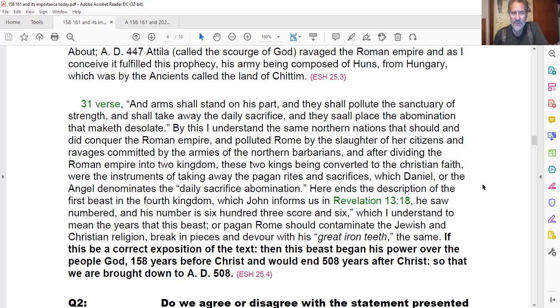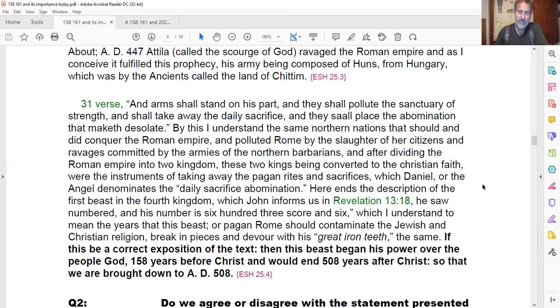Here ends the description of the first beast in the fourth kingdom, which John informs us in Revelation 13:18, he saw numbered, and that his number is 666, which I understand to mean the years that this beast or pagan Rome should contaminate the Jewish and Christian religion, break in pieces and devour with his great iron teeth the same. If this is a correct exposition of the text, then this beast began his power over the people of God 158 years before Christ and would end 508 years after Christ, so that we are brought down to AD 508.